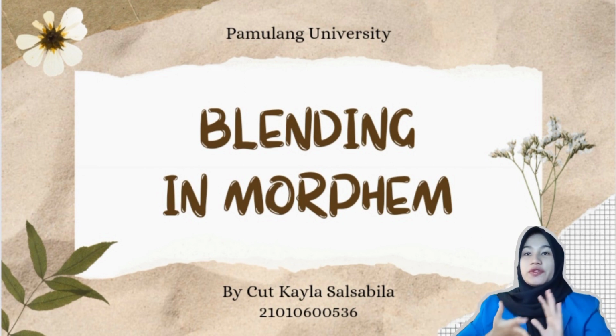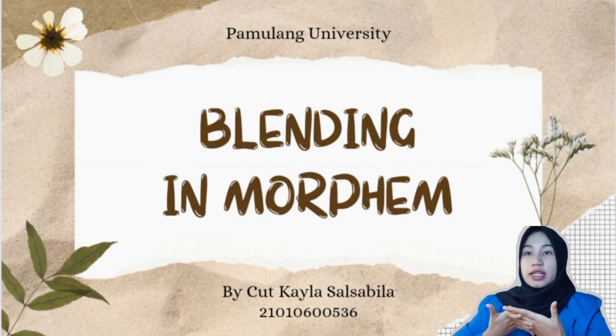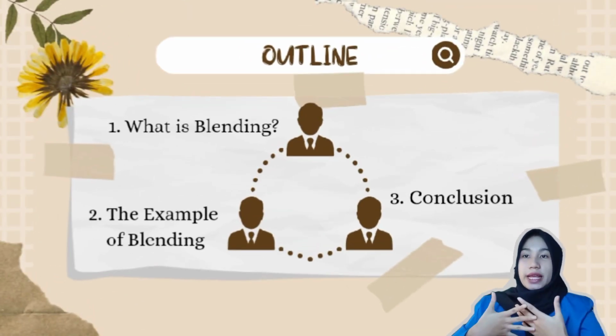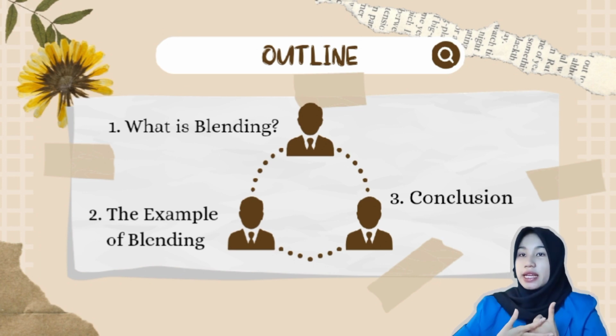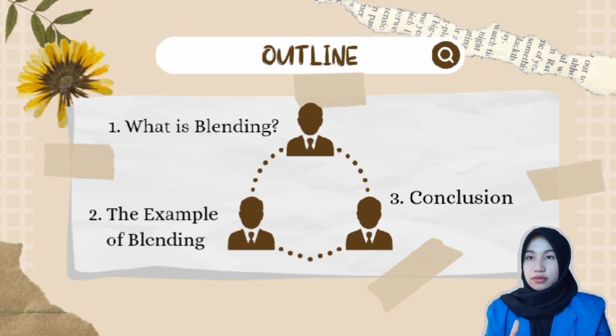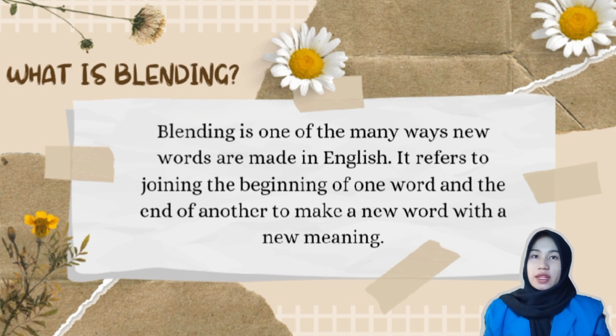Okay, before I start explaining what is blending, I want to tell you what I want to discuss in my presentation today. There are three outlines, or three things I want to explain. The first is what is blending, the second is example of blending, and last is conclusion. So we're going to know what is blending.